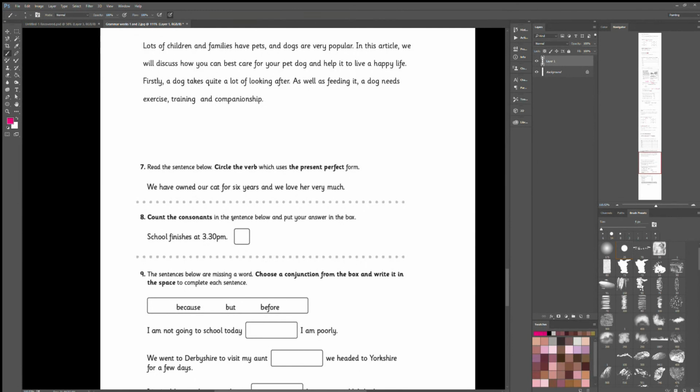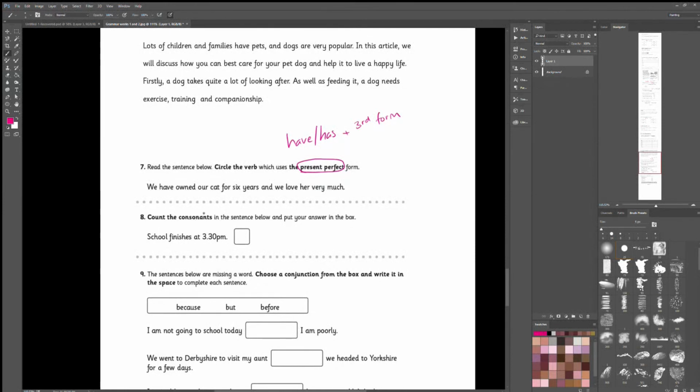Number 7, read the sentence below. Circle the verb which uses the present perfect form. Present perfect, we've talked about it a bit already. That's when we use have or has, and then the third form of a verb. Okay? All right, so have a look through here. So you need to circle have or has, and then the third form of the verb. See if you can find it.